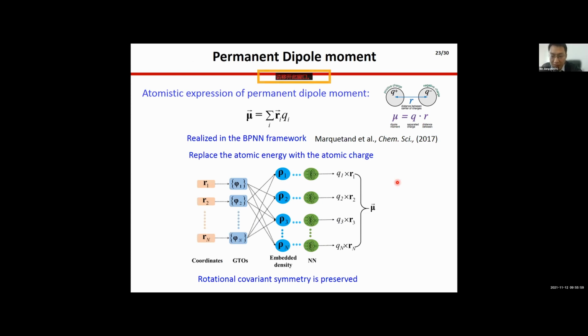Oh, okay. So if I still have time, I may show you some other information about the symmetry relevant to my topic today. We can very easily extend this atomic expression to the dipole moment. What you need to do is just replace the atomic energy with the atomic charge, and you multiply your neural network output with the coordinate vector, and you have the dipole moment vector that can be trained to the reference dipole moment obtained from quantum chemistry. And in such a way, rotational covariant symmetry is preserved.